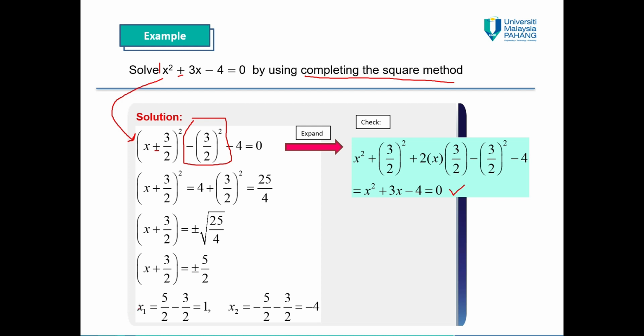And x1, the first x, we take the positive 5 over 2 minus 3 over 2. So x is 1. Second value, we take the negative value. Negative 5 over 2 minus 3 over 2 equal to minus 4. So x equal to 1 and x equal to minus 4 are the roots for this equation. Okay.